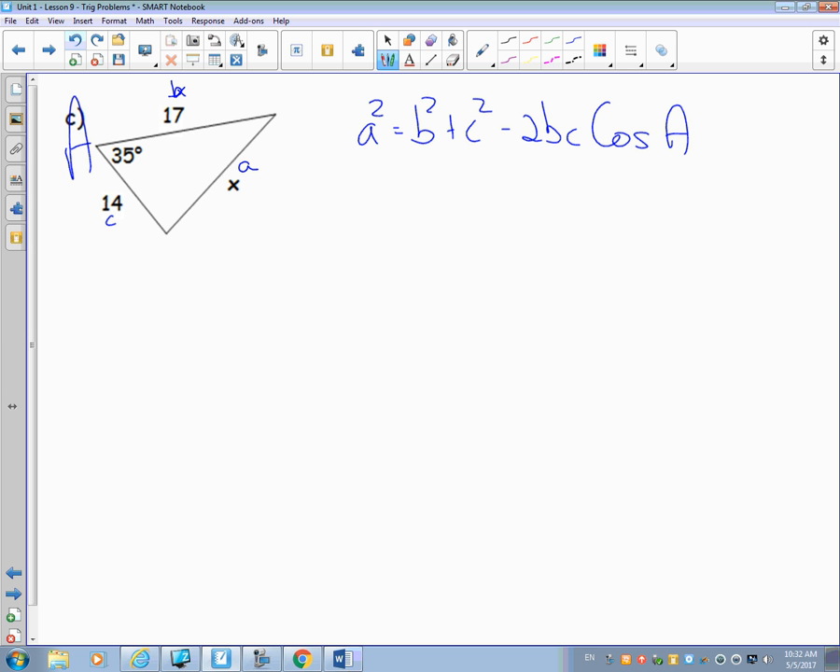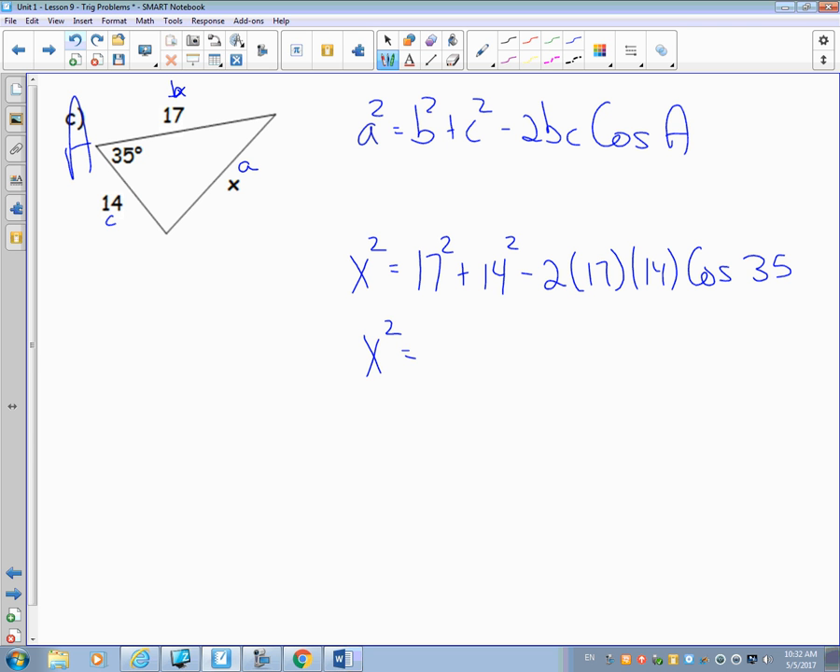Okay, I found the parts and pieces that I have. I have x squared. I've got 17 squared for B, 14 squared for C, 2 times B times C times the cos of the angle I used, 35. X is already by itself, so I can put it all right into my calculator the way it is. That'll give me x squared of 95.08, but I need to square root it to get my answer, because I want just x. If you did it right, you should get 9.75.